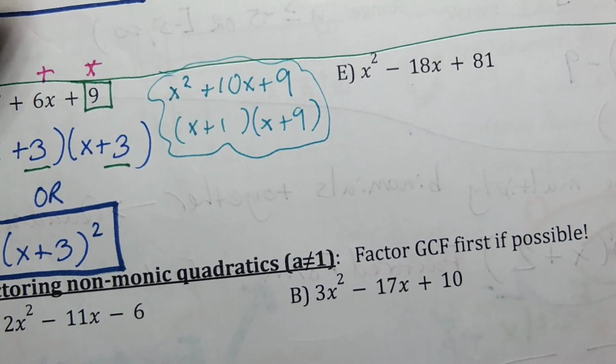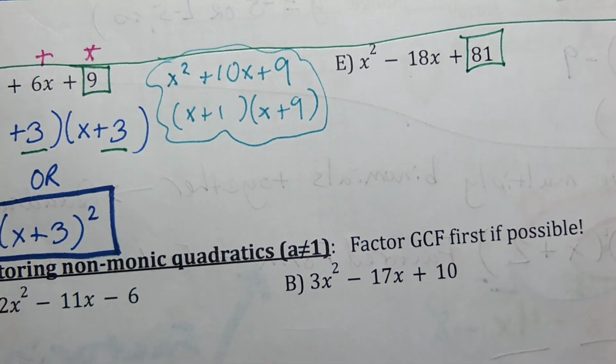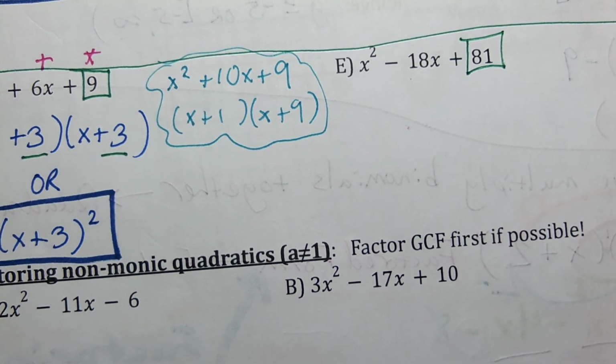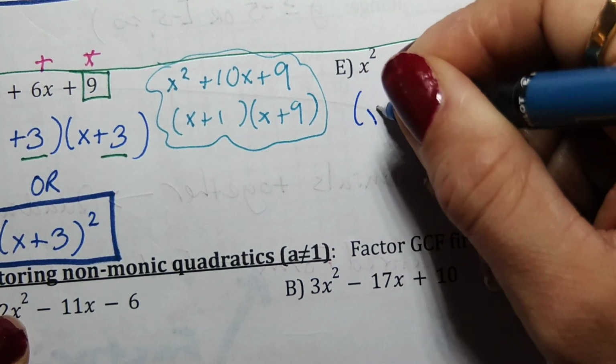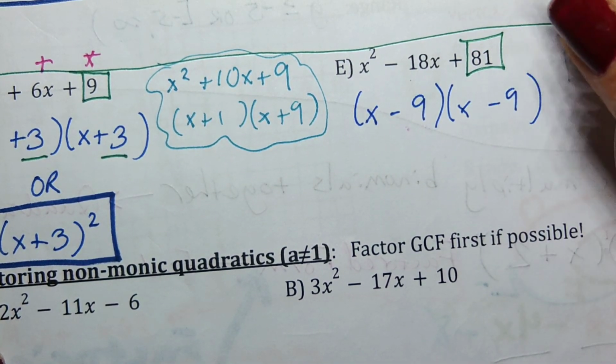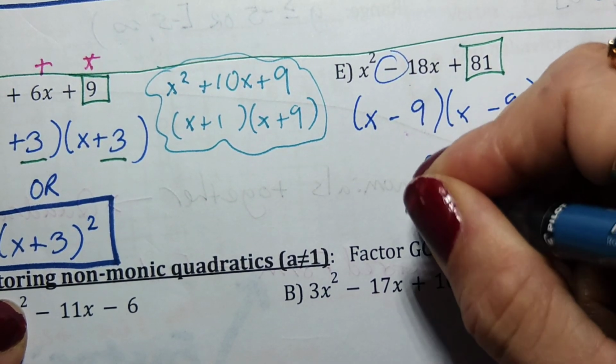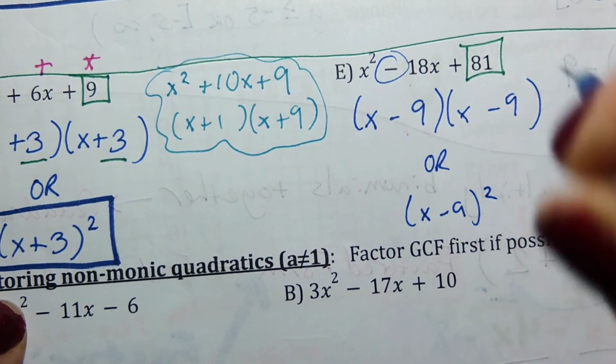So for example, as I look at E, it jumps out at me that 81 is a perfect square. Do 9 and 9 work? They're close. What do we need in front of those 9s? Negatives. So x minus 9 and x minus 9 will work. Because this is negative, we have to have the minus signs, or we can write it in that condensed form, x minus 9 squared.